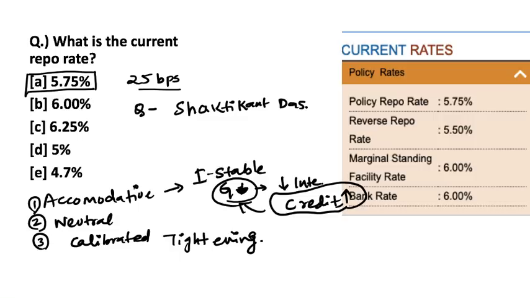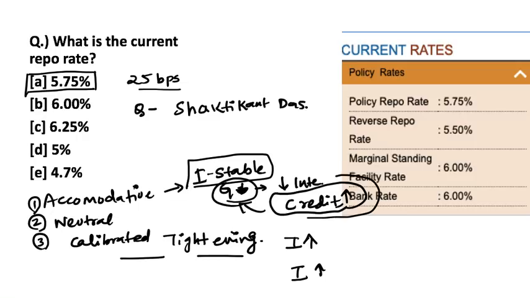Neutral stance says that RBI is still looking at how the market is responding. It might increase the interest rates or it might also reduce the interest rates. And third, we have calibrated tightening, according to which RBI is expecting the interest rates to go up because inflation is not stable. Inflation is expected to spike up. Therefore, RBI might increase the interest rates in order to control the credit supply in the economy, because more credit means more growth, but at the same time, more supply of money, which increases inflation. I hope you have understood now the differences between accommodative, neutral, and calibrated tightening stances that RBI has.